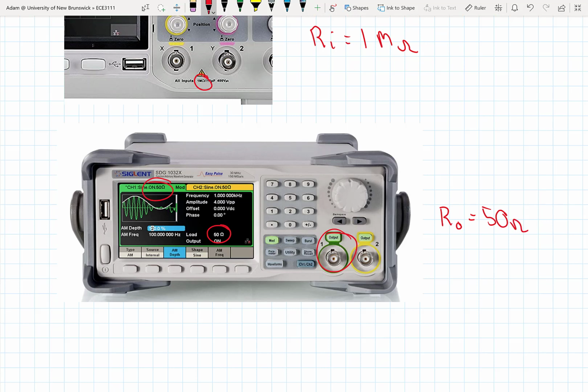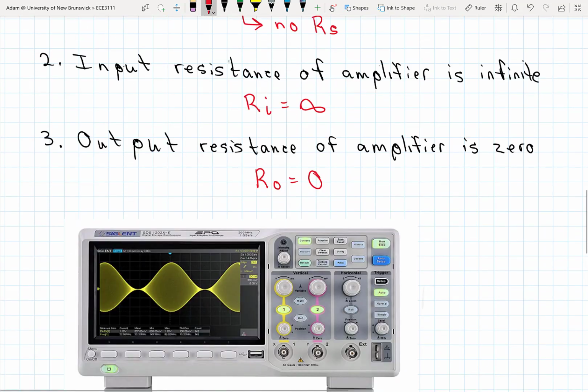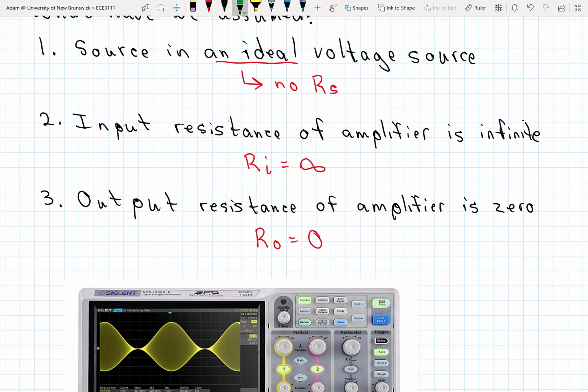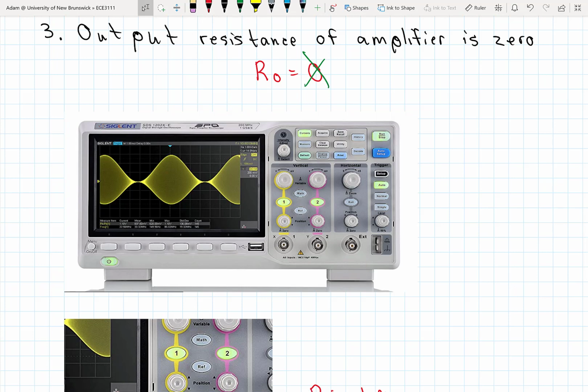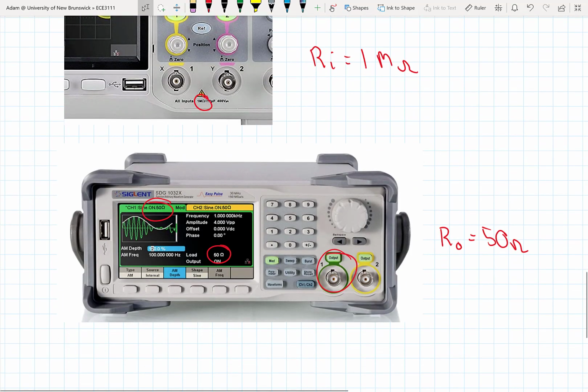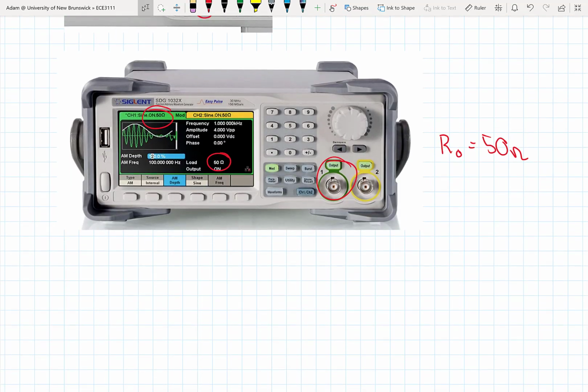Okay, so all that to say that real amplifiers don't have input resistances that are infinite, and they don't have output resistances that are 0. They might be close, they might be very high, mega ohms. They might be low, in this case 50 ohms, but they never quite match that ideal case.